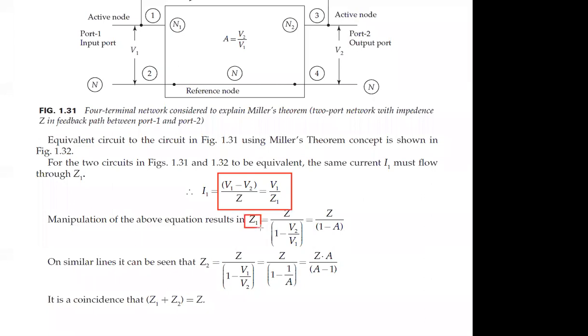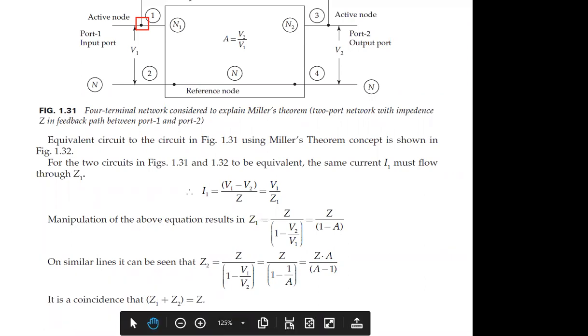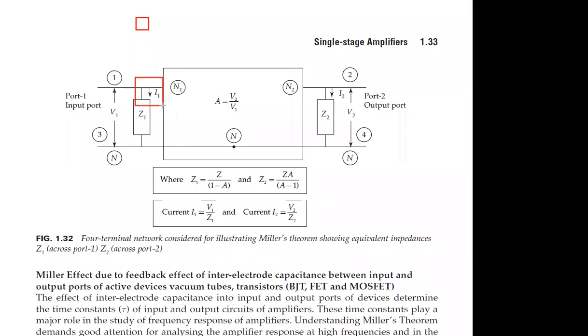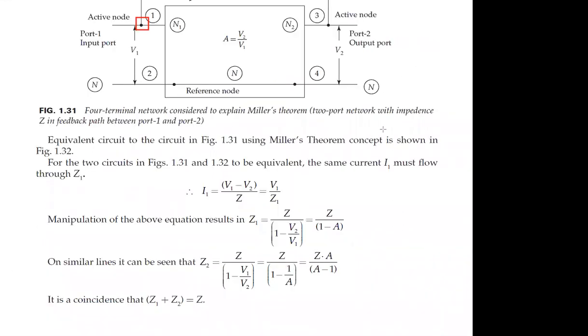If you have any doubt here, you can ask. I am explaining the current for I1. Here this is the I1 current flowing through this circuit, and similarly in the second circuit that is also I1. Both the currents are I1. Since the two I1s are equal, we equate them and write I1 equals (V1 minus V2) by Z and V1 by Z1. We are relating these two relations.